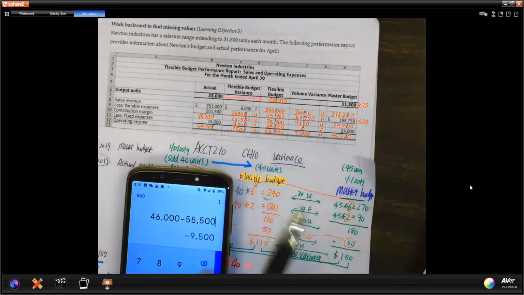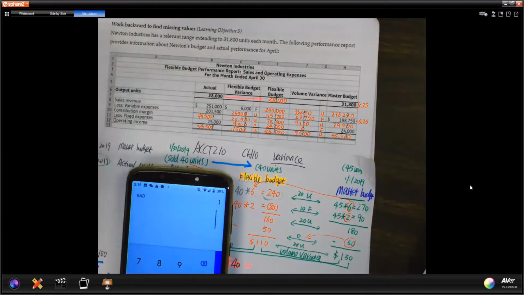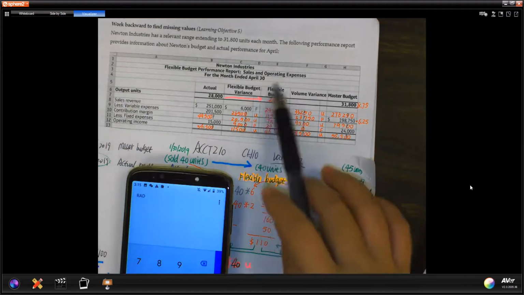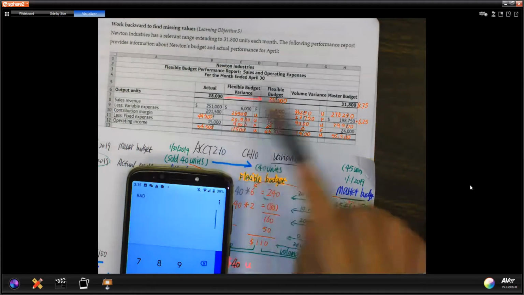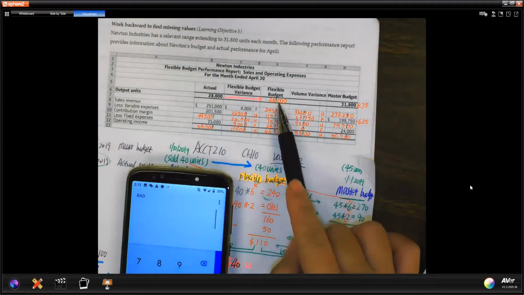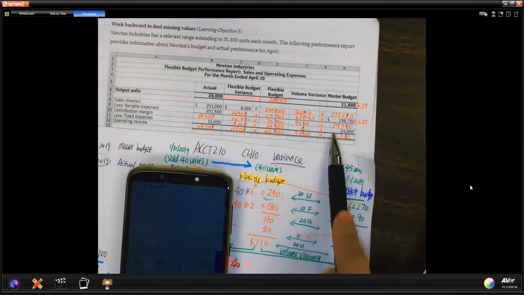How do you feel about all this puzzle? Make sure you get all the numbers. If you have another way to do it, you can use your method, but the key part, I think, is that the flexible budget is actually a combination of your actual and master budget. You use your actual units, but you use your master budget price.